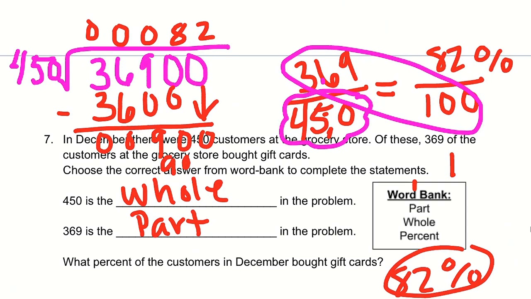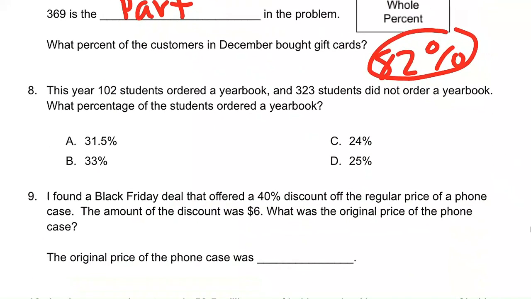Okay, next, let's see, number 8. Little hand. Okay, it says this year 102 students ordered a yearbook and 323 students did not order a yearbook. What percent of the students ordered a yearbook?